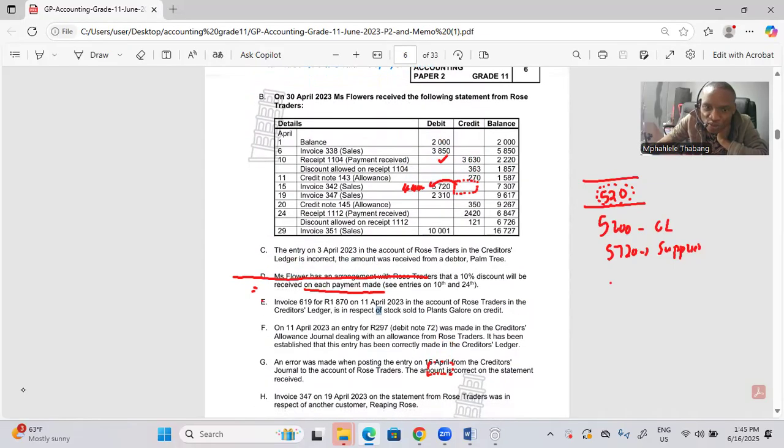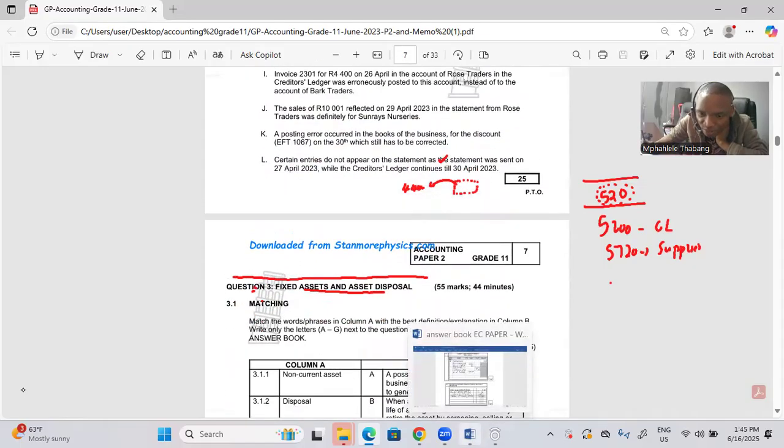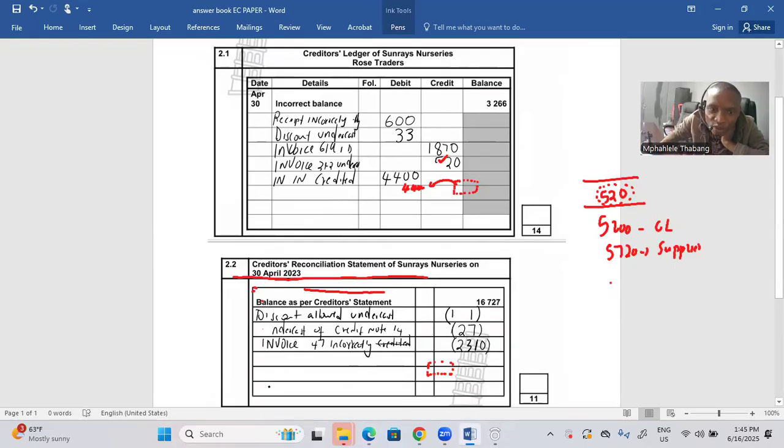So invoice 351. We go to the creditors ledger, and we record invoice 351. We say the invoice was not recorded. It was on the debit side, and it has to be on the credit side when we come to the creditors ledger.